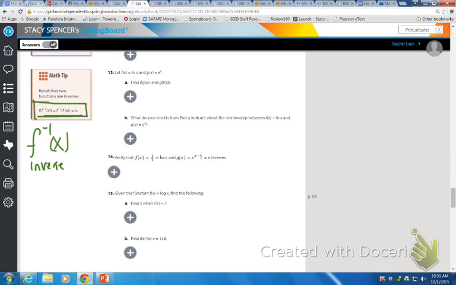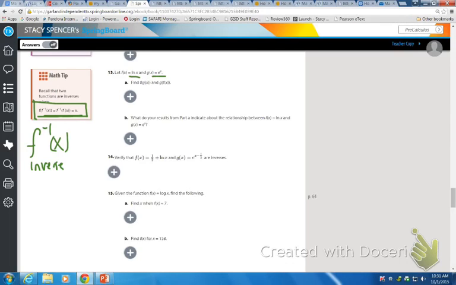Okay, so we're going to start with what we know. We know that, in fact, our natural log and our e to the x are inverses. We talked about that already, so we know that's a fact. We're going to use that to illustrate how our little math tip actually works, because it's important for you to be able to do this algebraically.